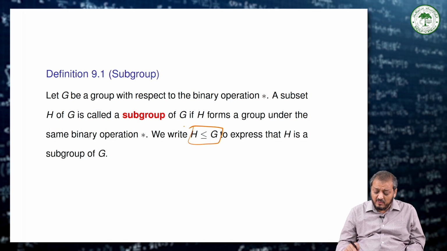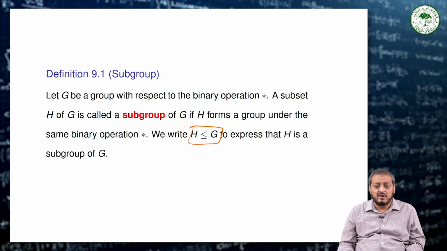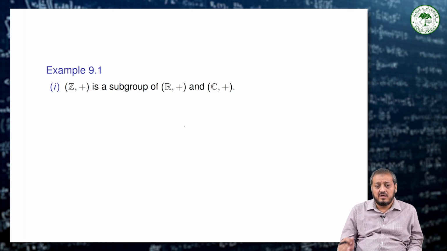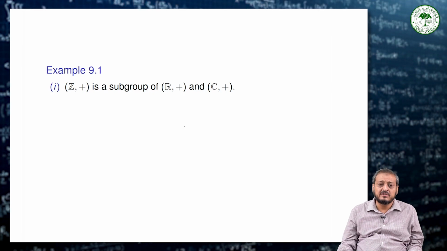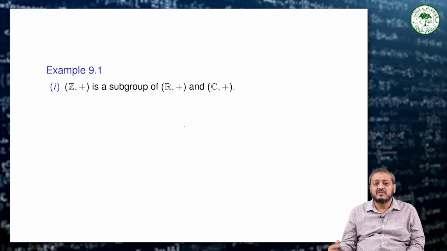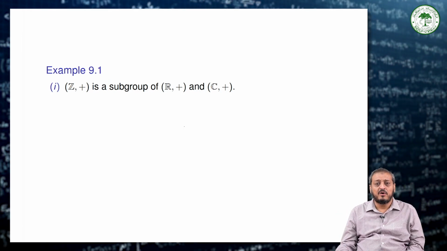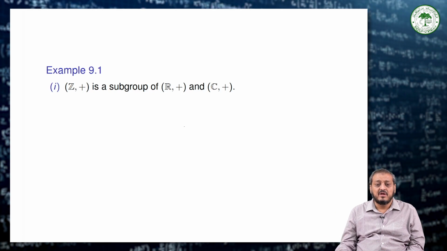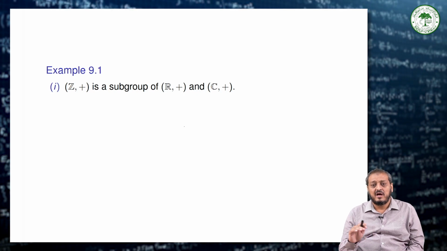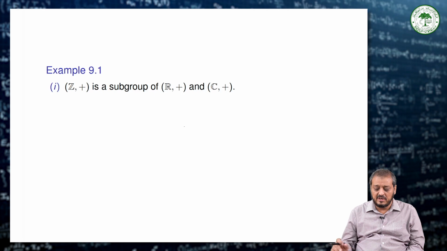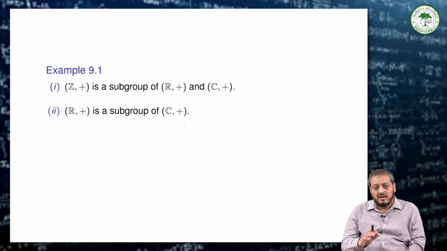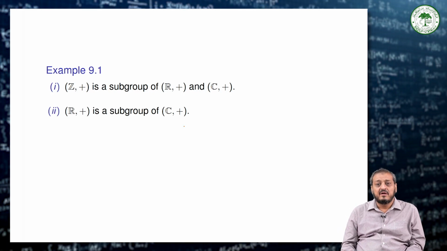A very simple example of a subgroup: the set of integers under addition is a subgroup of the set of real numbers under addition, and also of the set of complex numbers under addition. So, the set of integers is a subgroup of R and C, and similarly R under addition is a subgroup of C under addition.